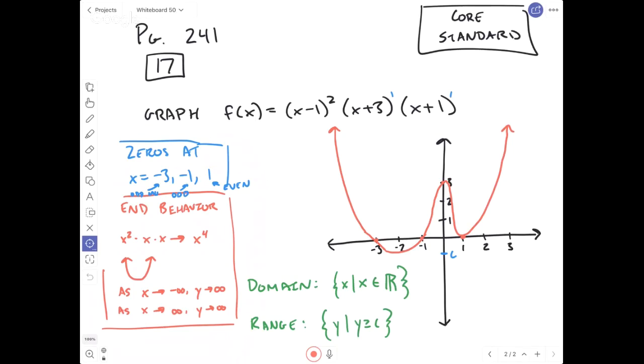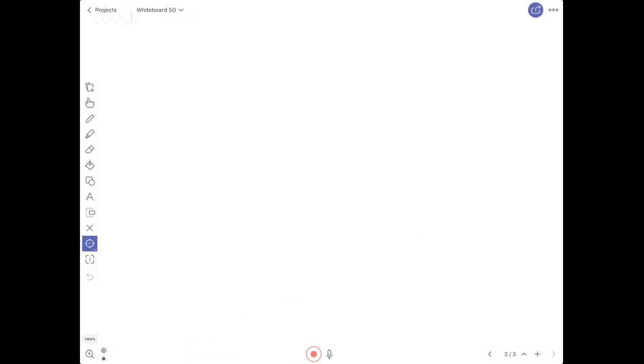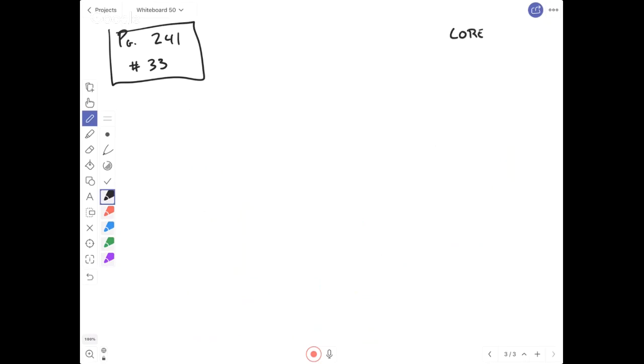Any questions about this core standard question, being able to graph polynomial functions by hand in simple cases, identifying zeros, and showing end behavior? Seeing no questions, I'm going to move on to our second of 2 core standards, graphing rational functions. So now I'm on page 241, number 33. I am again doing a core standard problem, this time on rational functions.